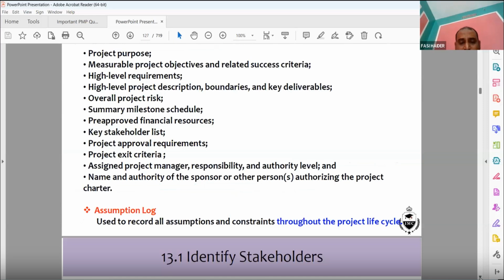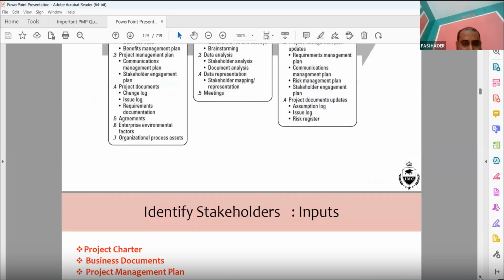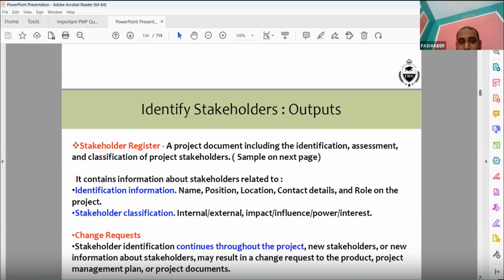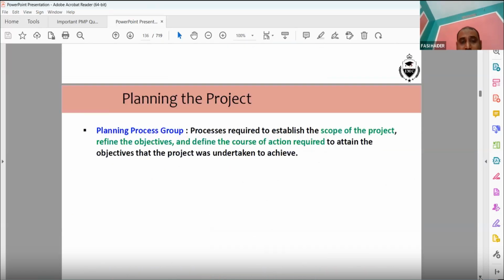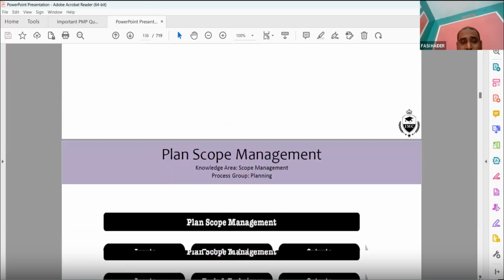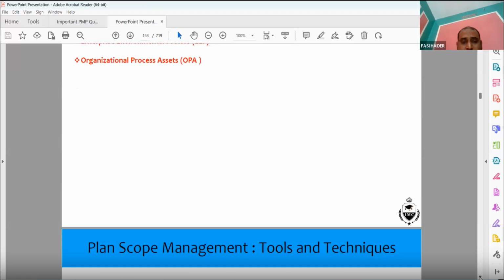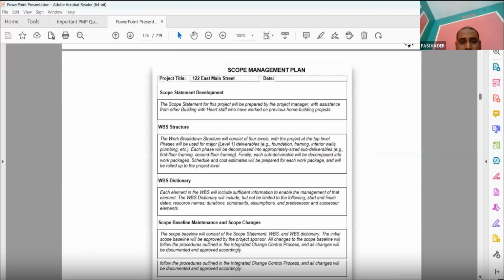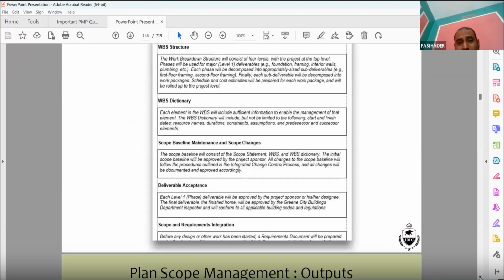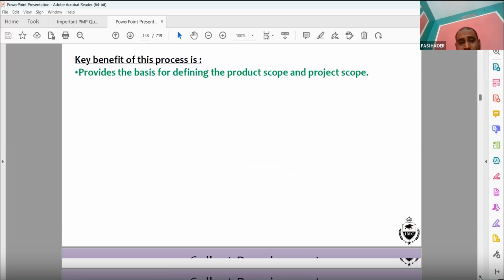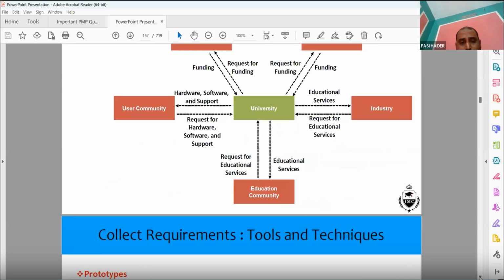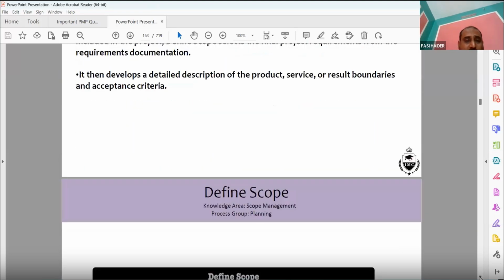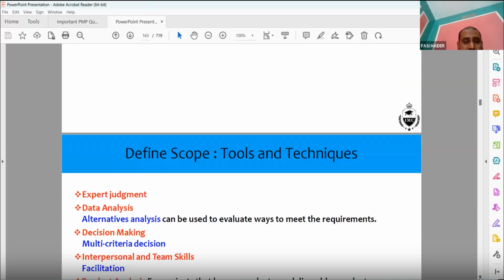Identify stakeholders. Who are stakeholders? We know. Tools and techniques. Identify stakeholder outputs. Planning the project. Project scope management: you discuss the scope. Collect requirements. What are the requirements? So you can base your tasks accordingly. Define the scope. Scope means what are the things that you will do, the deliverables and everything.